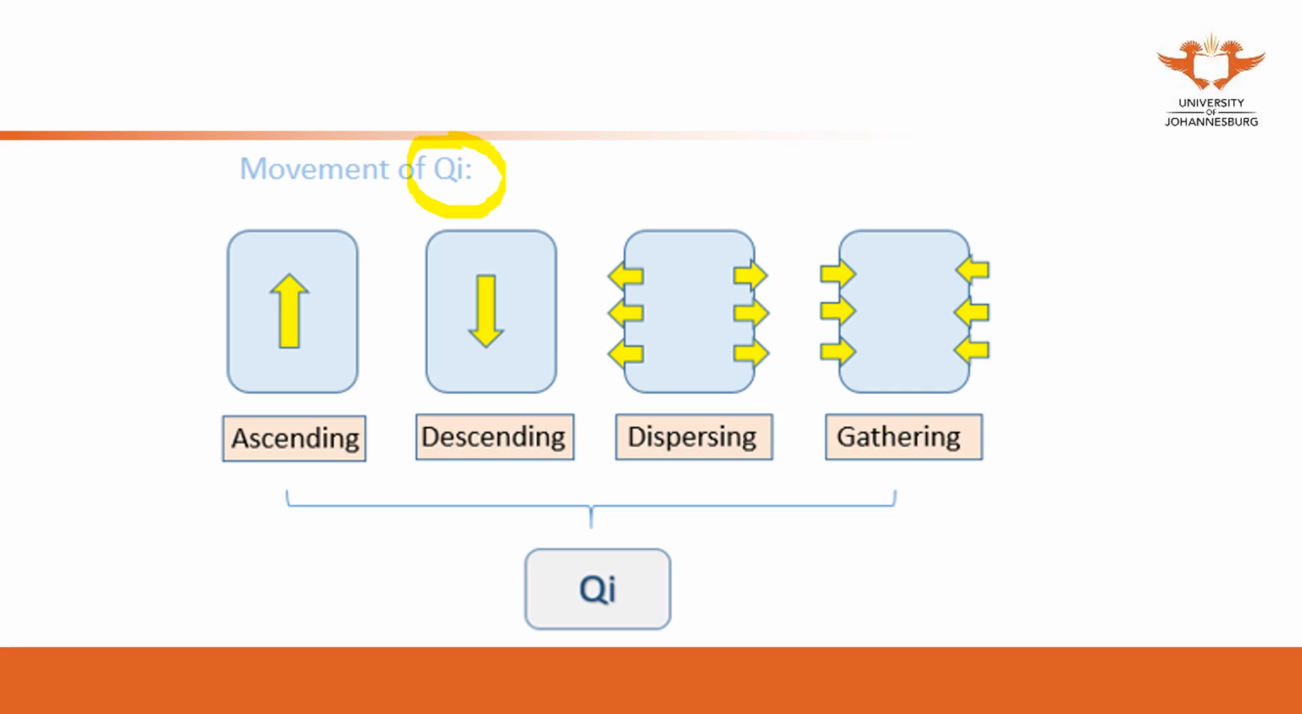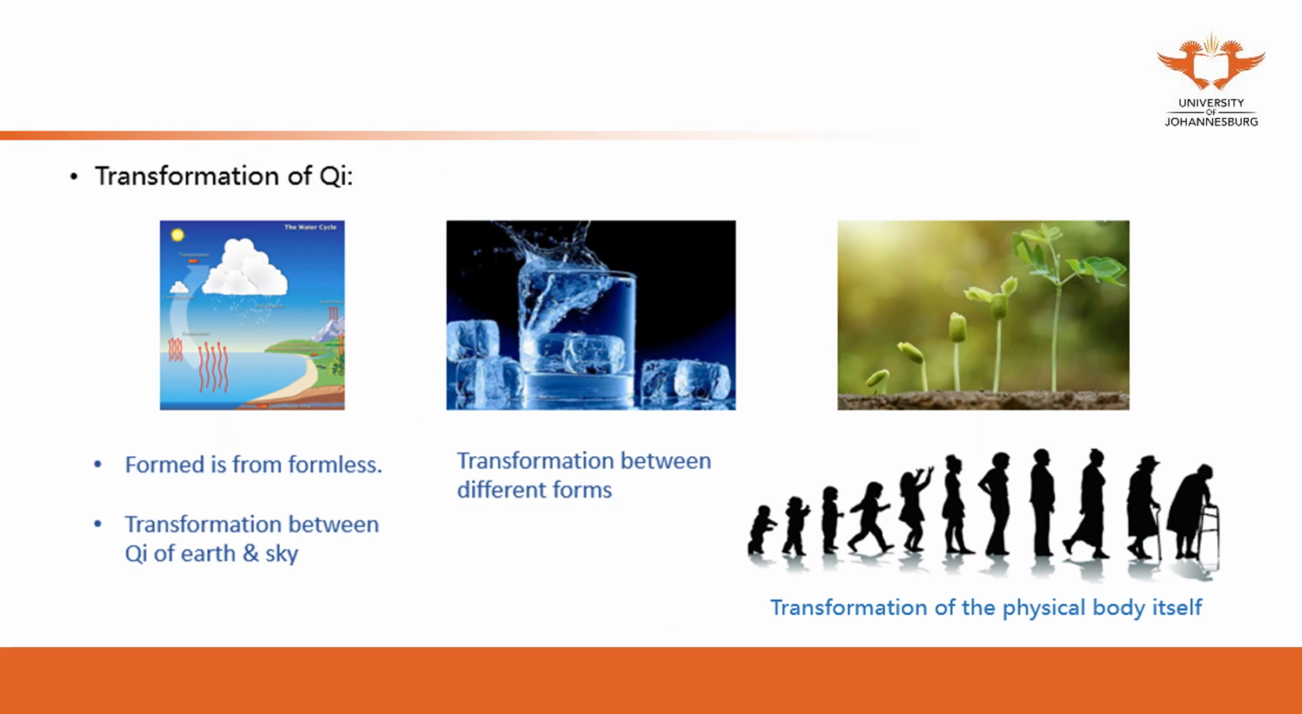That's the movement of qi, the transformation of the qi. The result of the movement of qi is the transformation. If something moves, the result is the transformation. There are some characteristics of the qi transformation.